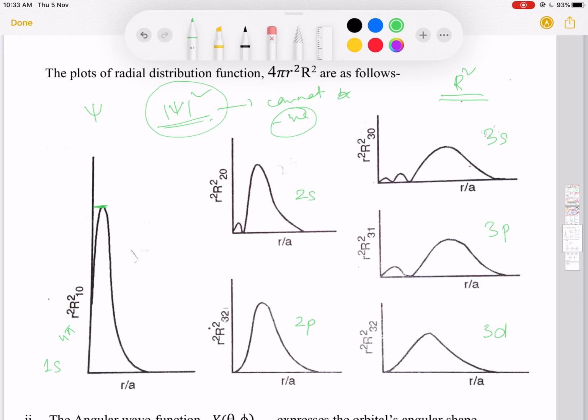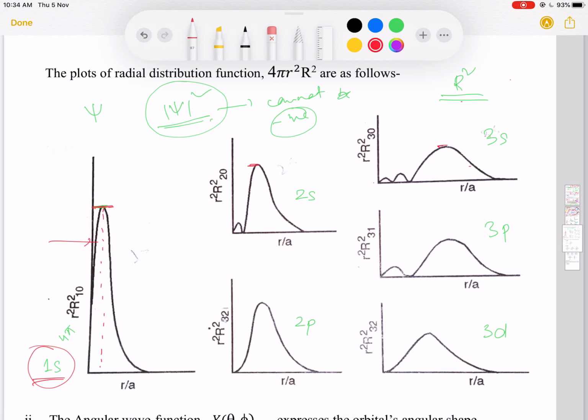So for 1s the probability is the highest, because it is closest to the nucleus. That's why the probability of finding the electron is maximum in the 1s orbital. Then in 2s it will be a little bit less compared to 1s, and 3s will be less.